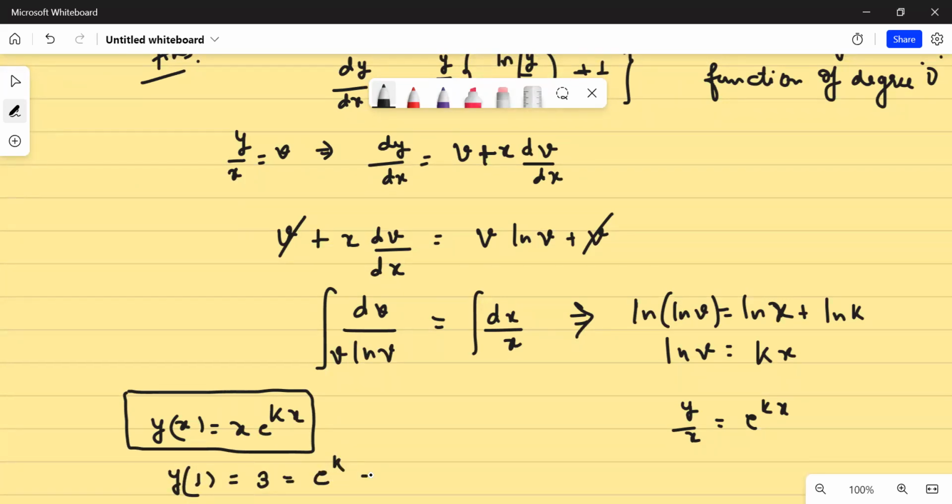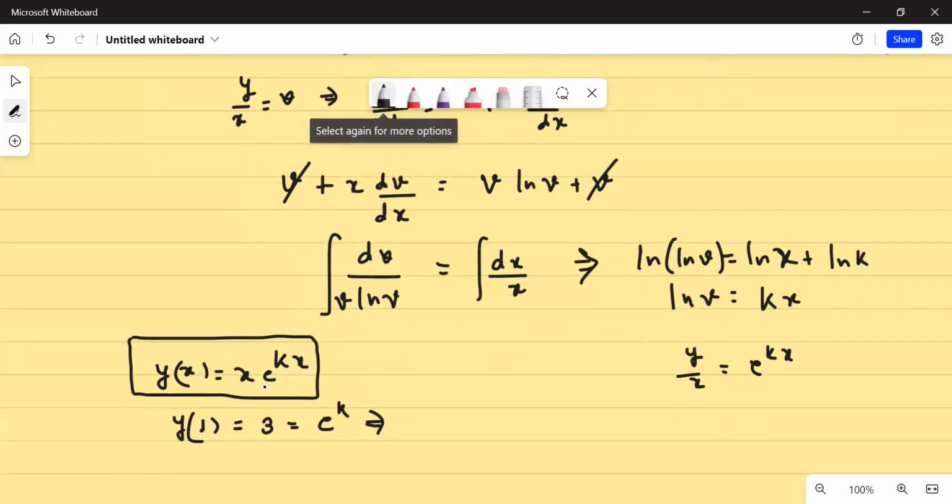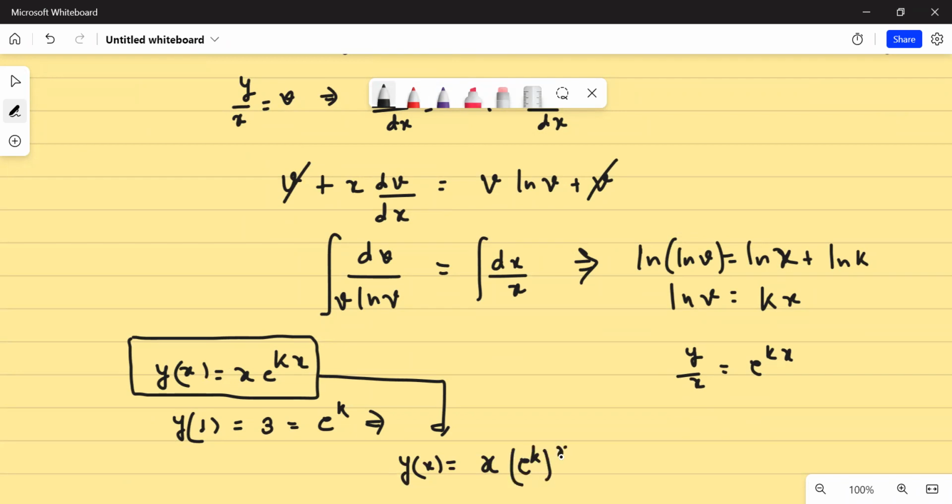e to the power k, and this will be like, if e to the power k was given as 3, so the second part, like this particular thing, I'll rewrite it as y as a function of x is x, and I will simply write e to the power k into x. Now e to the power k is given as 3, so y as a function of x is x into 3 to the power x.